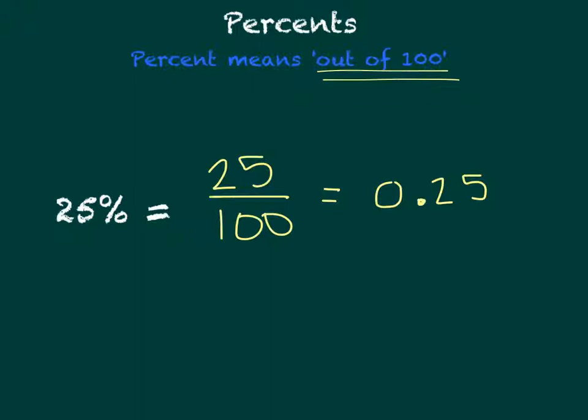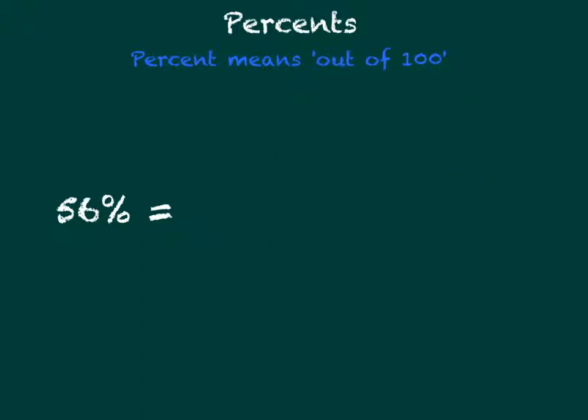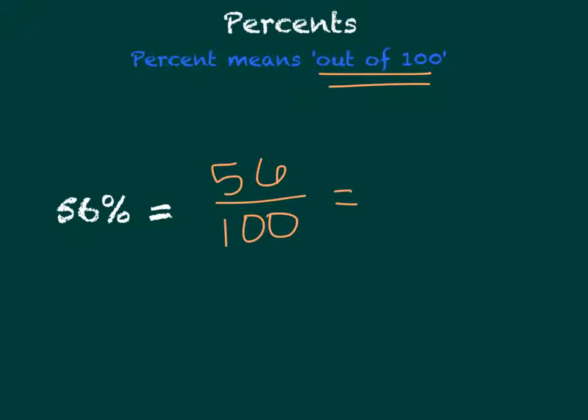Okay. So the next one, we have 56%. So I'll do the fraction this time. So 56% means 56 out of 100. So I would just do 56 out of 100. And now, if we want to write it as a decimal, we're going to use the shortcut this time.